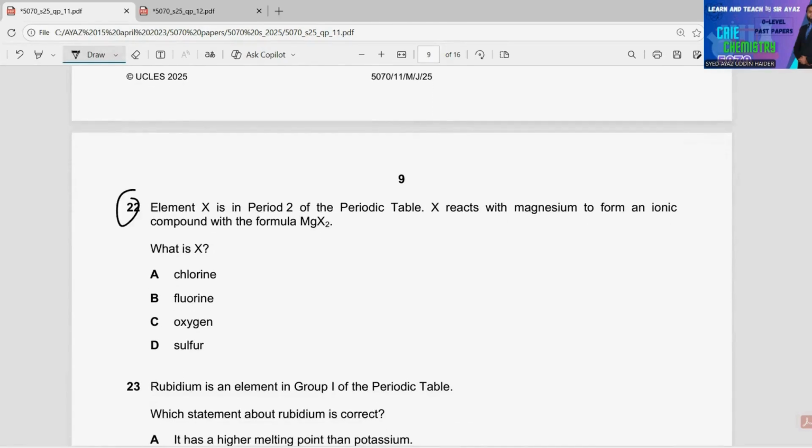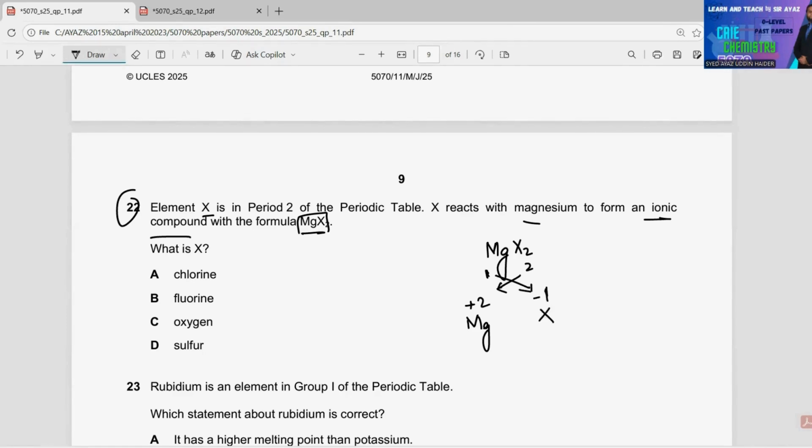22. Element X is in period 2 of the periodic table. X reacts with magnesium to form an ionic compound with the formula MgX2. What is X? Now X is in period 2 and is reacting with magnesium to form an ionic compound, so it must be a non-metal. And they have given the formula MgX2. Mg belongs to group 2, so it must have +2 as its valency. What about the valency of that non-metal X? It must be -1.